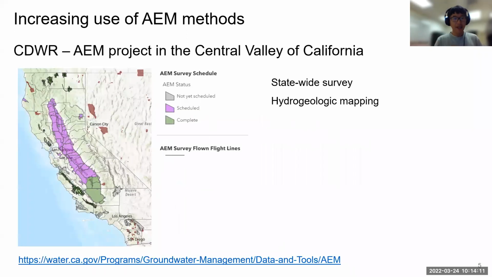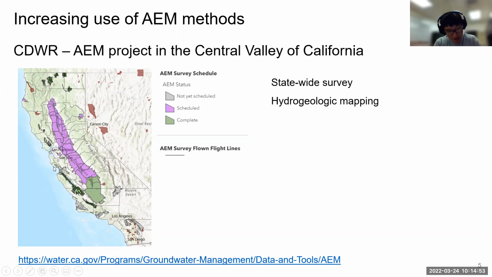Okay. And the other example is CDWR. It means the California Department of Water Resources. So this is the governmental sector basically managing the water, groundwater, as well as surface water in California. And they are running a relatively large scale airborne EM project, basically covering the entire Central Valley of California and some of the water basins in California. So this red color is the scheduled AEM survey for the next 3 years. And this green color means it's already acquired data. And I think the black line shows the flight line.